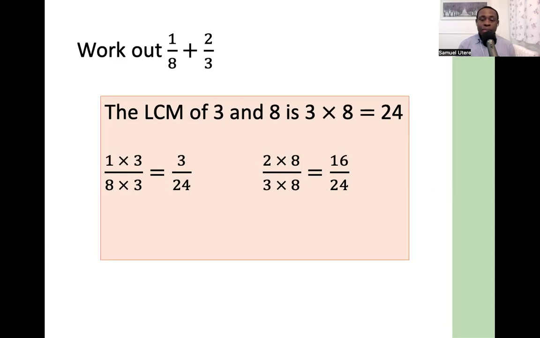What is our aim? Our aim is to make the denominators 24, which is the lowest common multiple of 8 and 3. Now we can simply add the numerators. So 3/24 plus 16/24 will be 19/24.